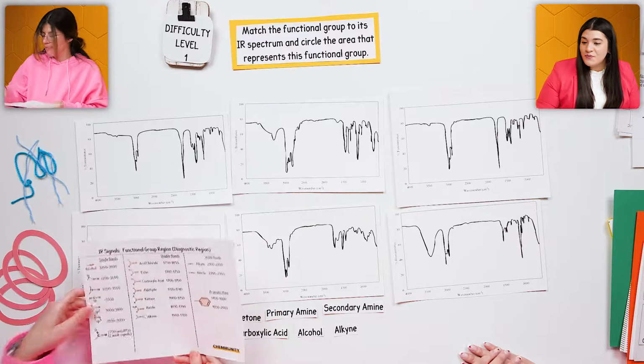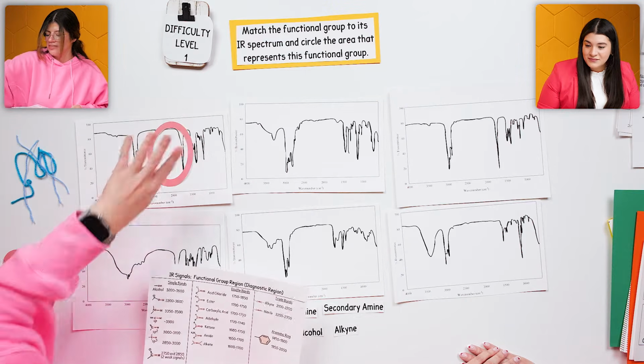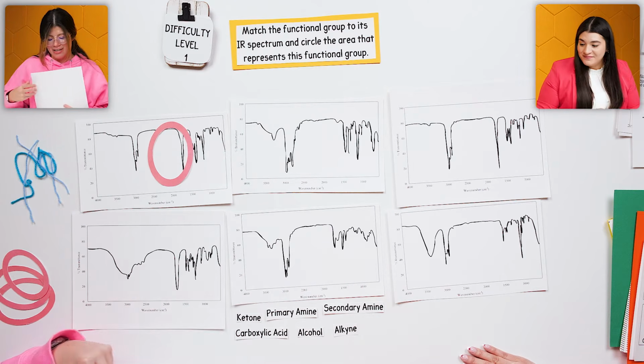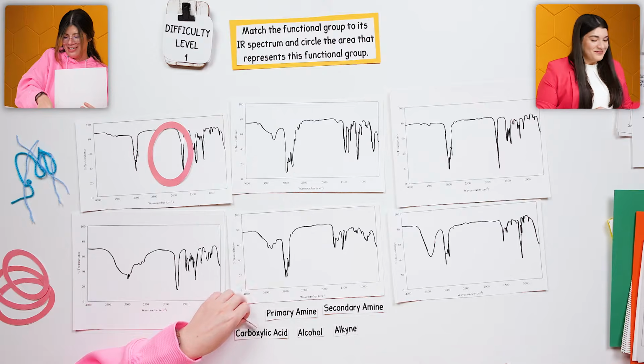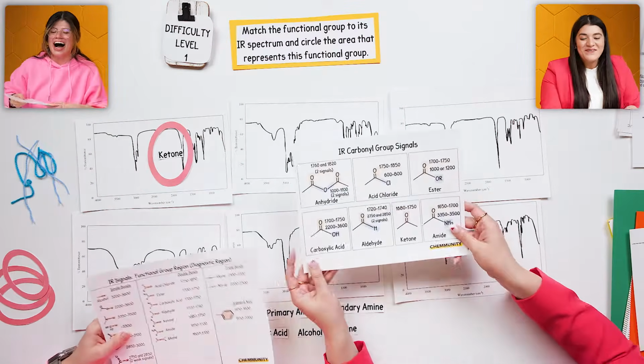Go ahead and circle the area that you're talking about, the peak that you're talking about. This little guy, on the left side of the 1,400. And you said a ketone. Yes. Label it. Is it right? Yes, it is. It's not a trick, but yes, it is.